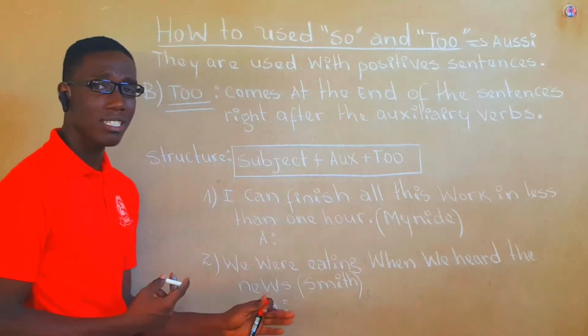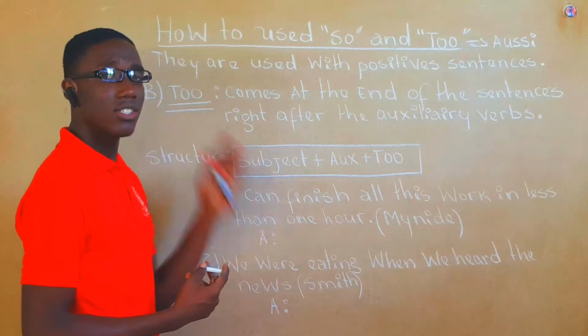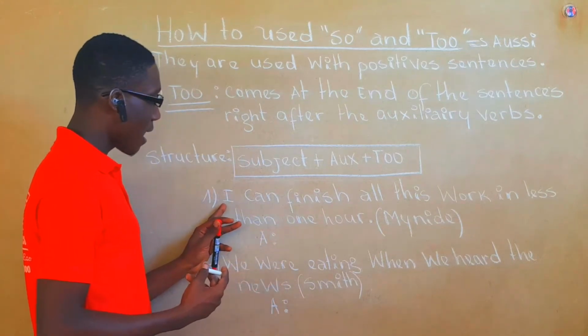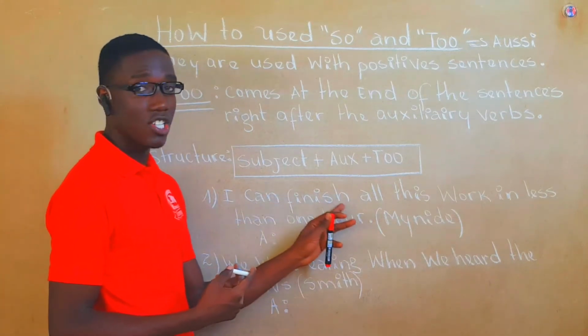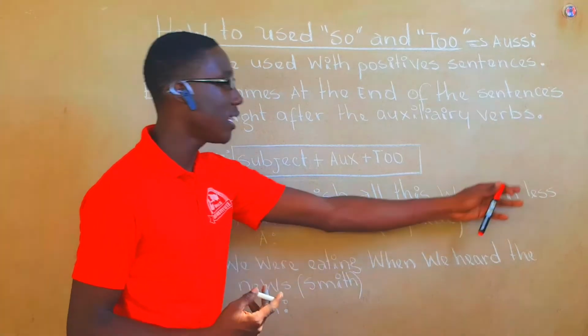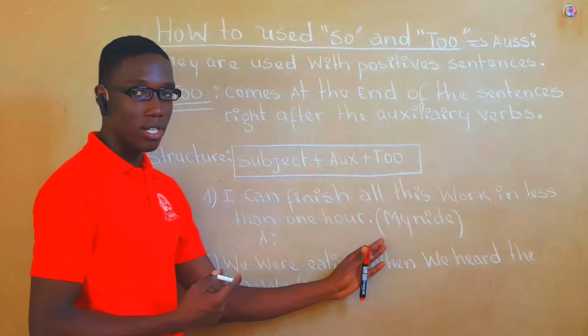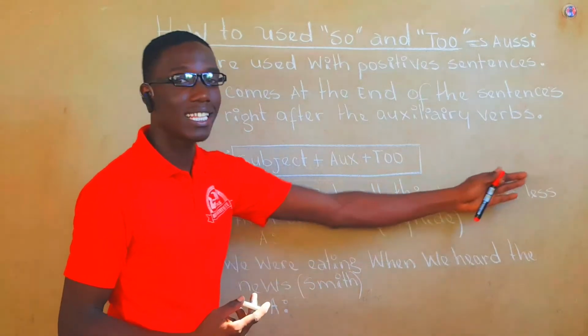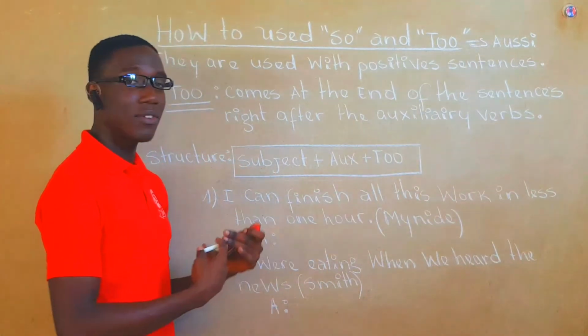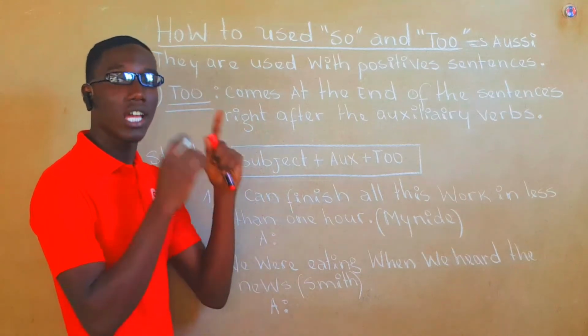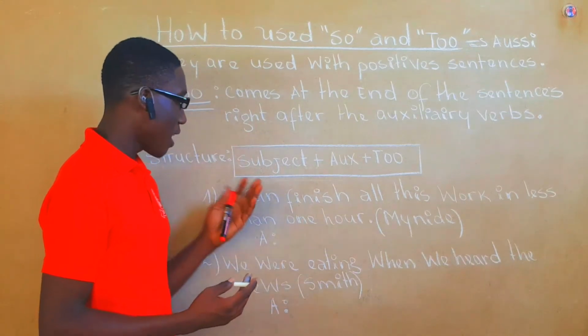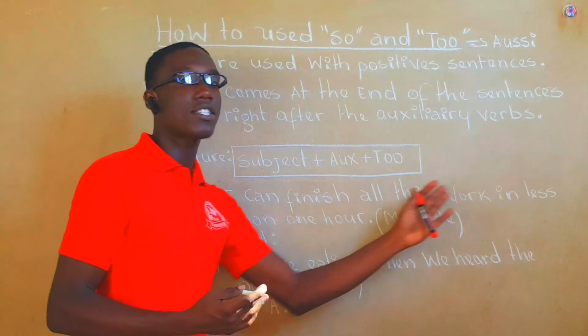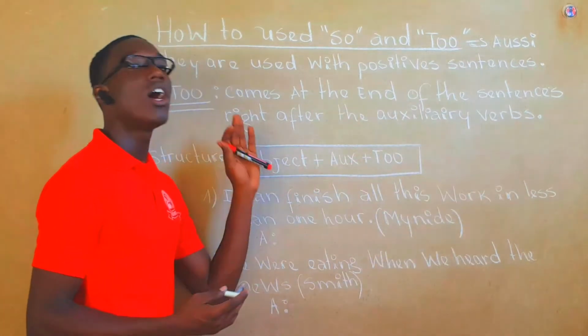Now these are some sentences I can do with too. Firstly, we have: I can finish all this work in less than 1 hour.